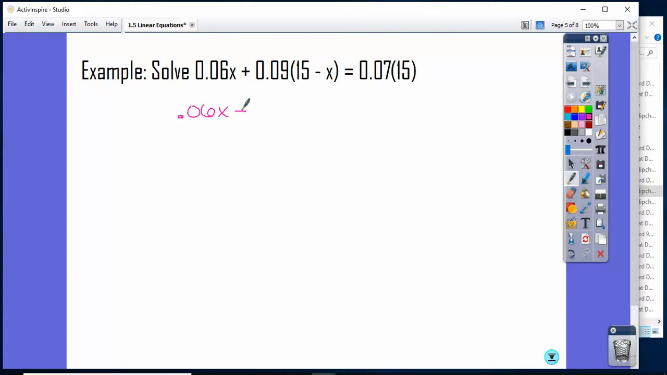0.06x plus, I need to distribute my 0.09. So 0.09 times 15. Okay. Minus 0.09 times x would just be 0.09x. 0.07 times 15. 1.05.